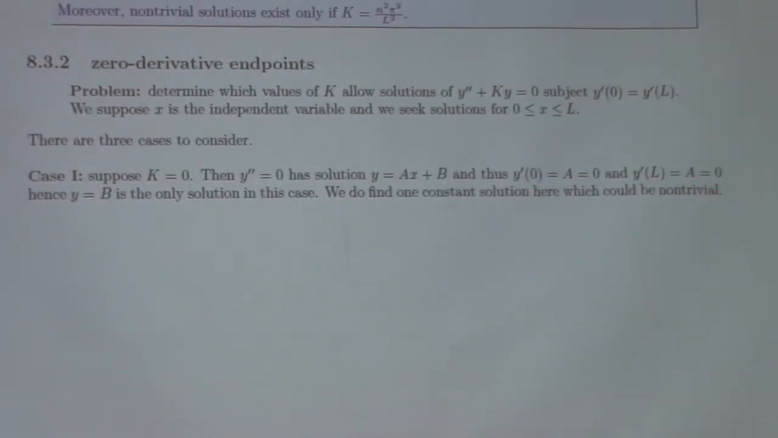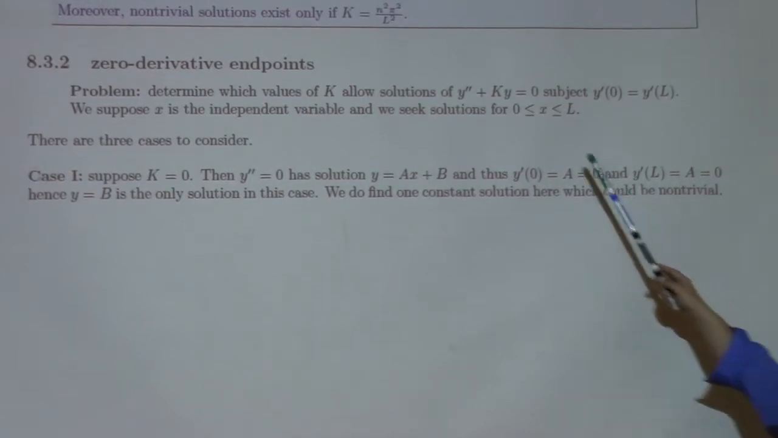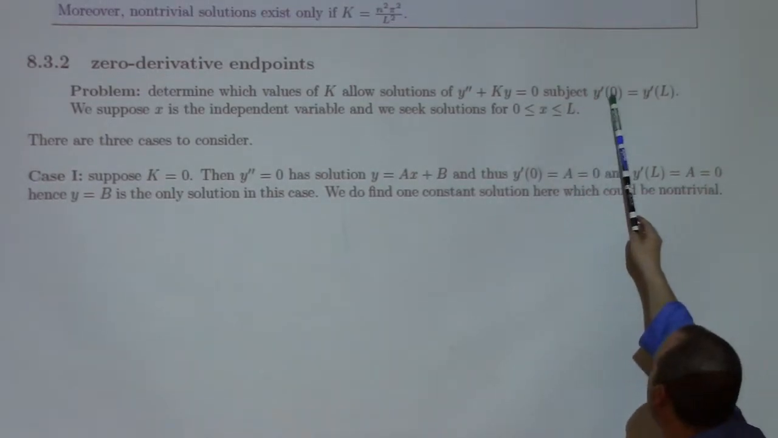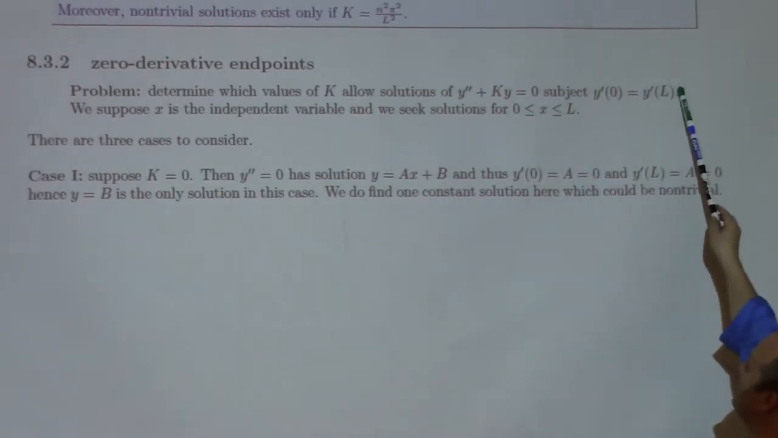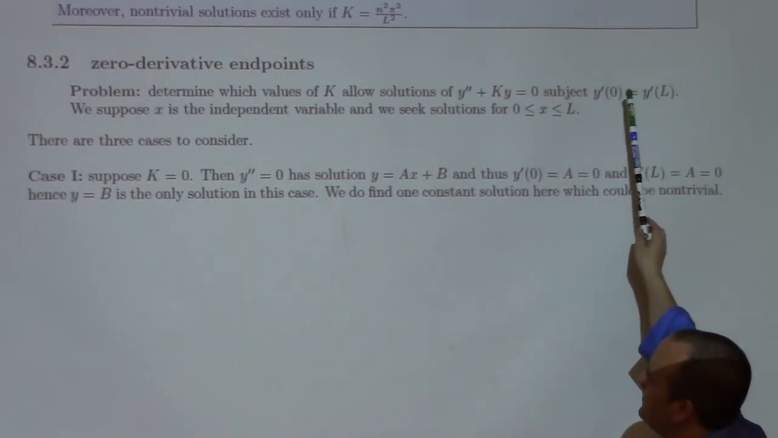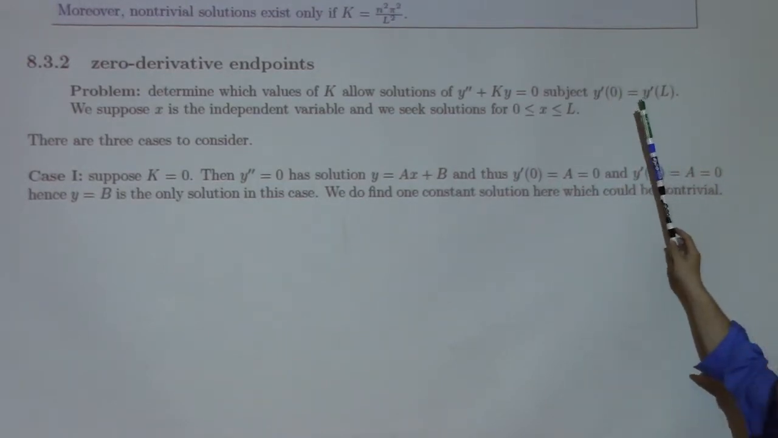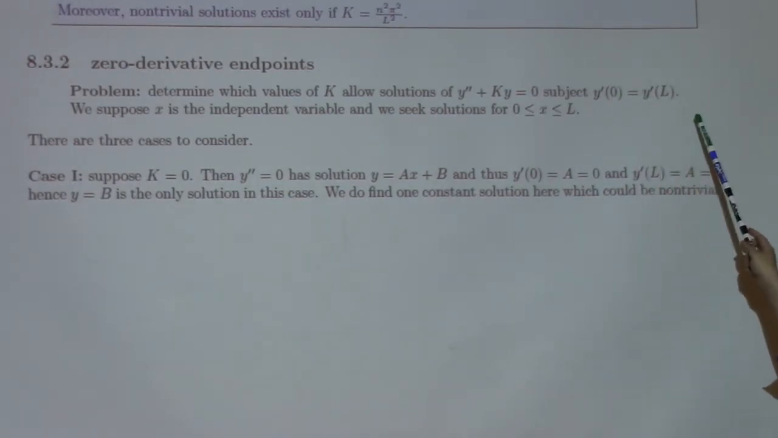Next problem, a very similar question. Y prime prime plus ky equal to 0, subject to y prime of 0 equals y prime of L equals 0. I forgot my 0 again. Sad, but true. It's a cut and paste problem, I'm pretty sure. I'm missing a 0.